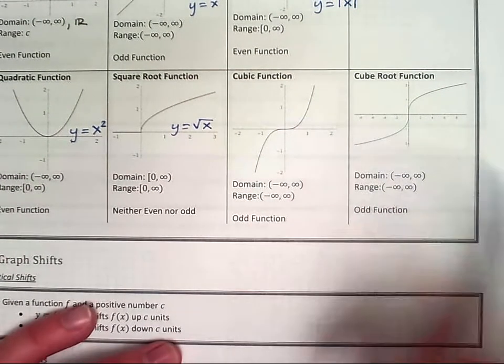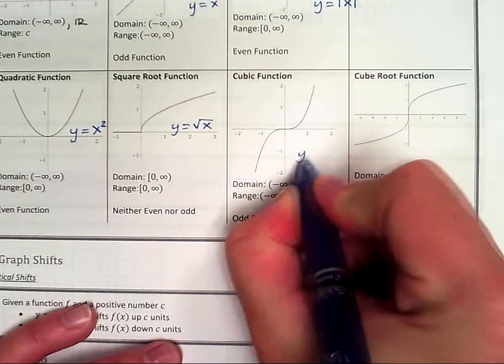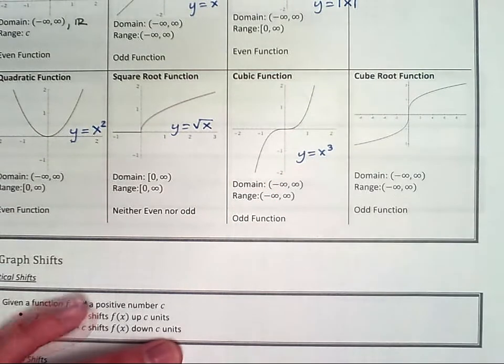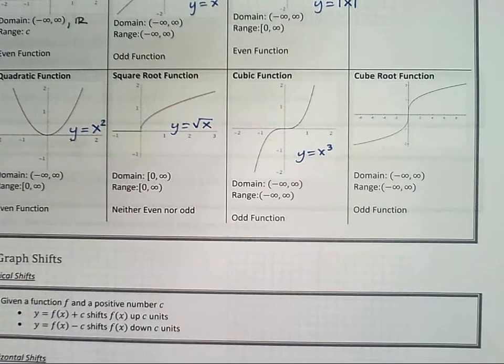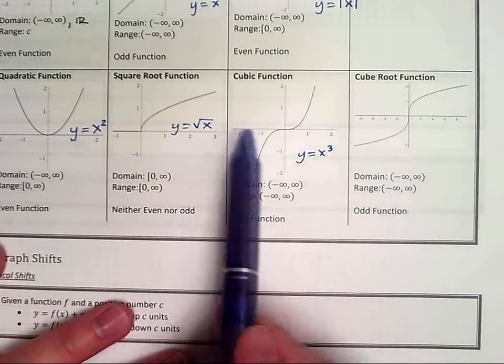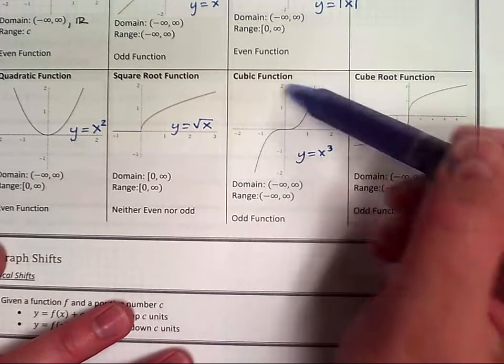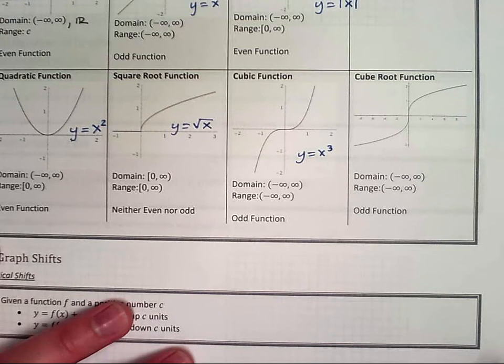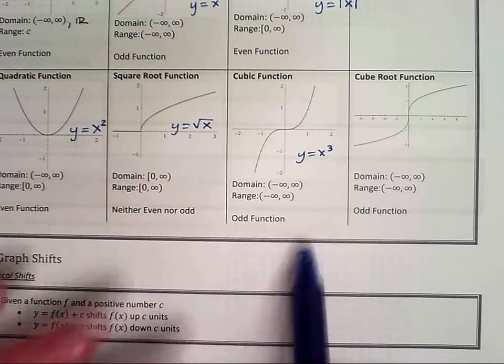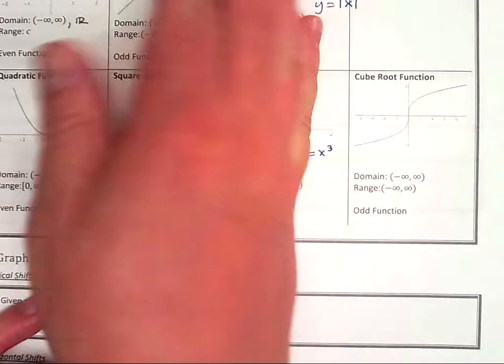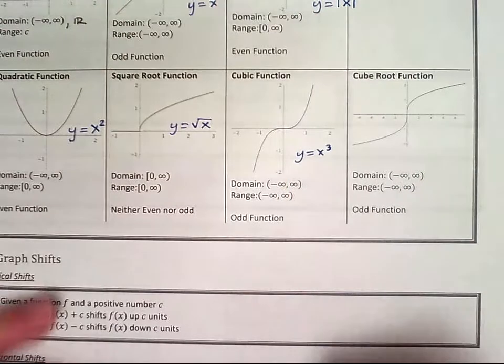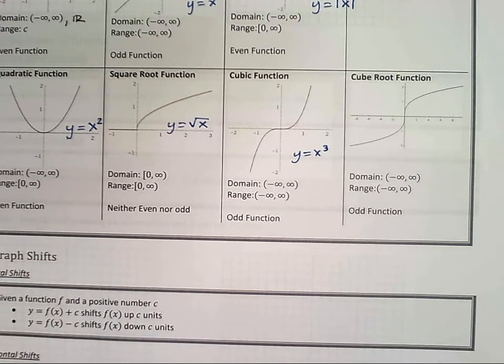Then we have the cubic function. So cubic is y equals x cubed, right? Degree 3 polynomial. The possible x values are negative infinity to infinity. Possible y values are negative infinity to infinity. This function is odd, right? It's reflected over the y-axis and then over the x-axis. So it's odd, it's symmetric about the origin.